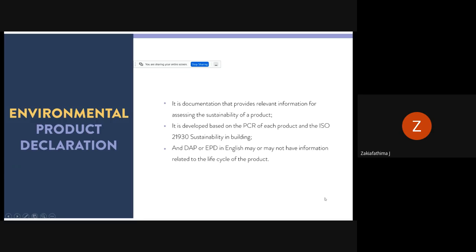Okay, so your environmental product declaration is a declaration form that proves that your product is environmentally sustainable. It is related to the life cycle analysis of your product, and you have different ISO standards. Remember the ISO we spoke about before, and the PCR rules. The same PCR rules and ISO are used as a standard for your environmental product declaration.